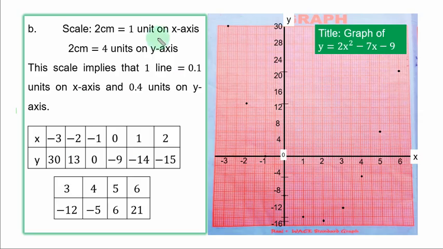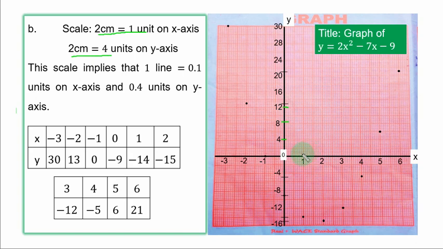So we are now in B part, and we are to plot the graph. This is the given scale, 2 cm to 1 unit on x-axis. You have 2 cm to 4 units on y-axis. This is the meaning. This graph you have here, each of the square is 1 cm by default. So if you combine two squares, you give it 4 on the y-axis. The next two becomes 8. The next two is 12, and so on.